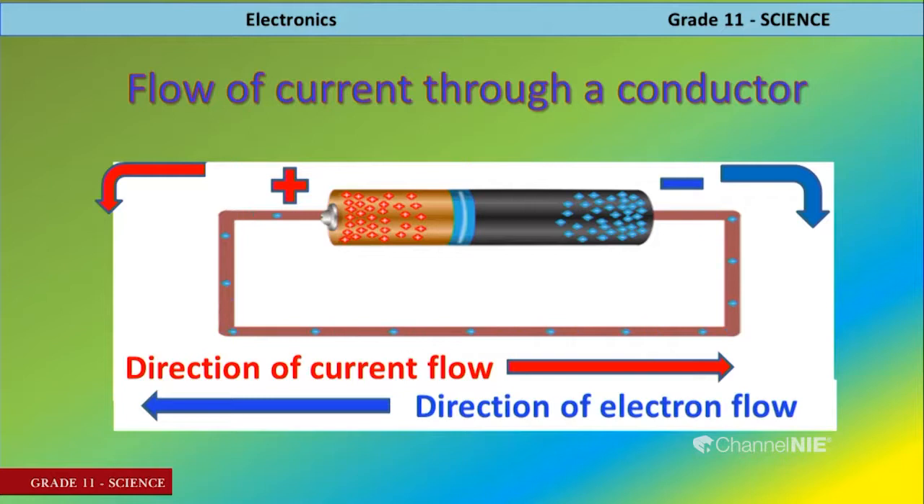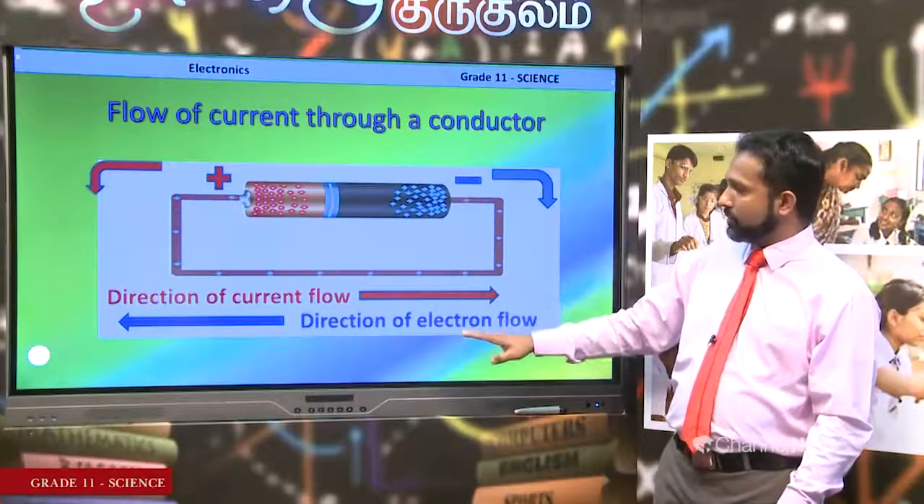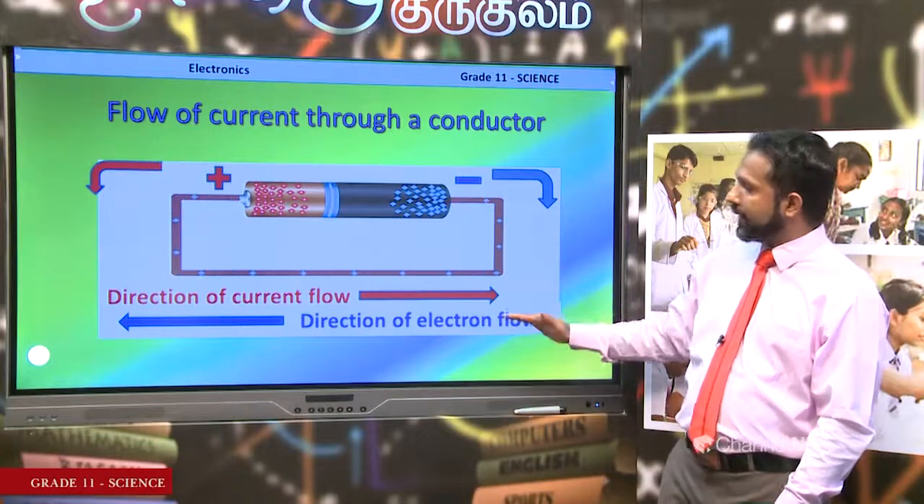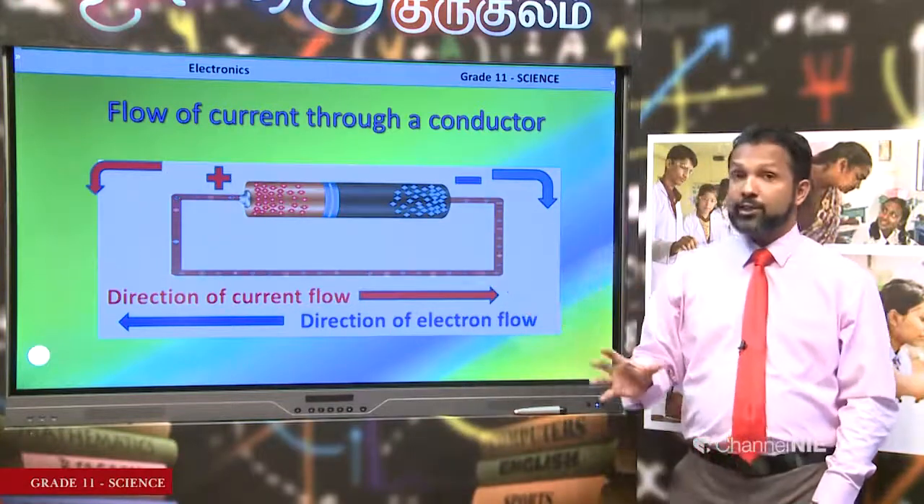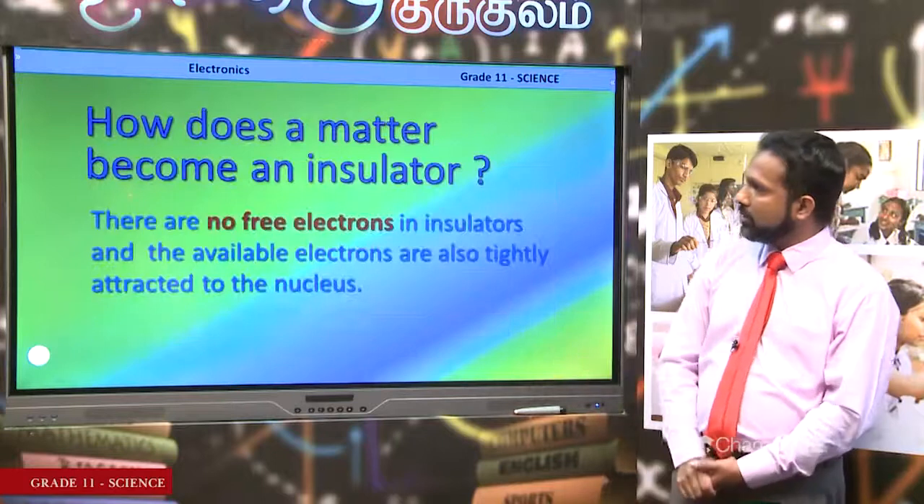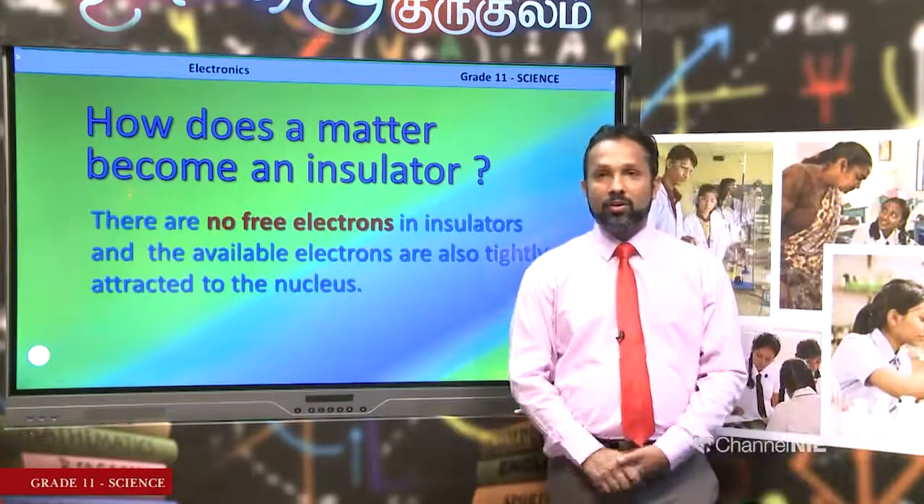But you have to remember that the direction of current flow is opposite to the direction of flow of free electrons. Why is that? Though the free electrons flow from the negative terminal to the positive terminal, conventionally electricity or electric current flows from the positive terminal to the negative terminal. You can see the arrows. The blue color arrow represents the direction of electron flow, while the red color arrow represents the direction of current flow. Right.